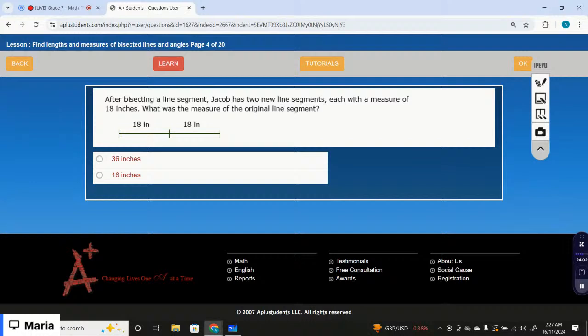After bisecting a line segment, Jacob has two new line segments, each with a measure of 18 inches. What was the measure of the original line segment? So, which is the correct option?